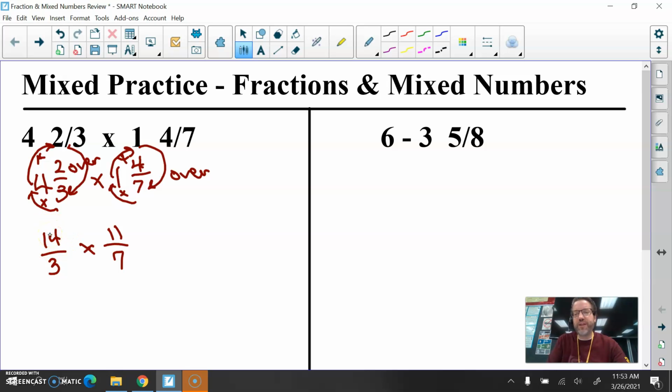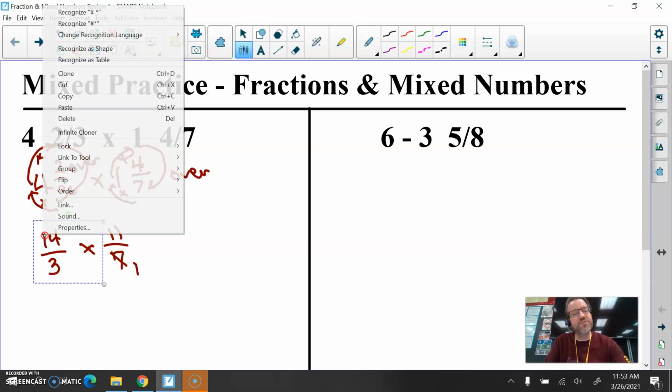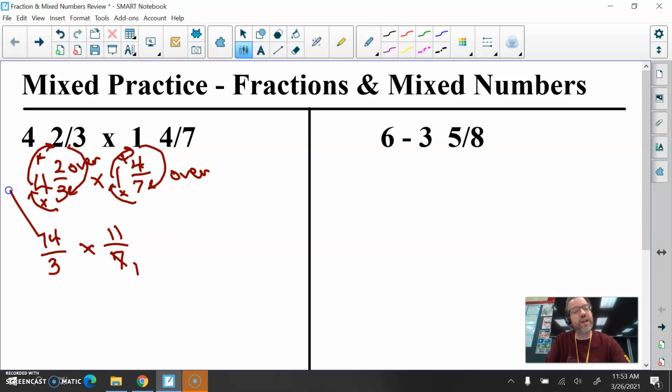And you know what? The greatest common factor of those two numbers is 7. This is why we learn about GCFs, or greatest common factors. 7 goes into 7 once, it goes into 14. Oh, I got a mess here.